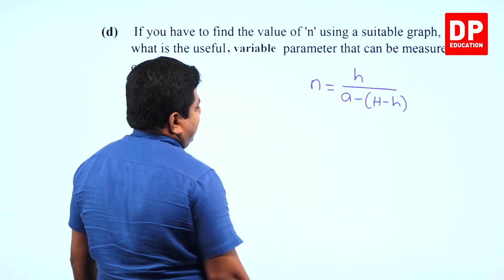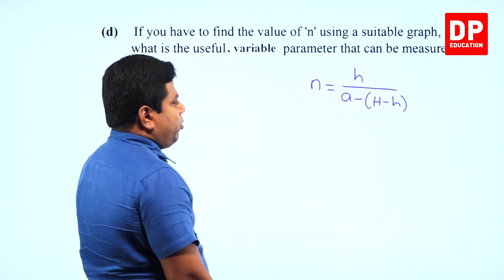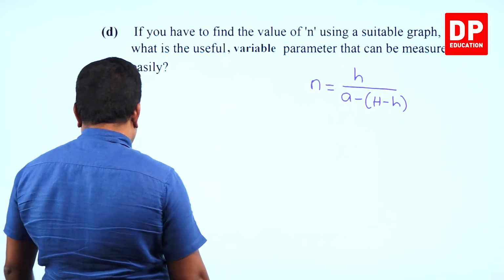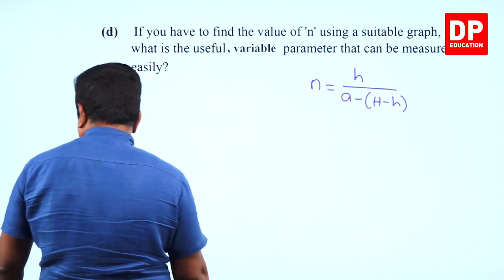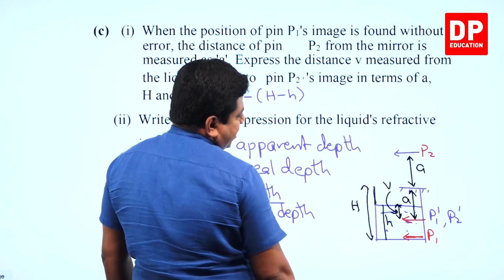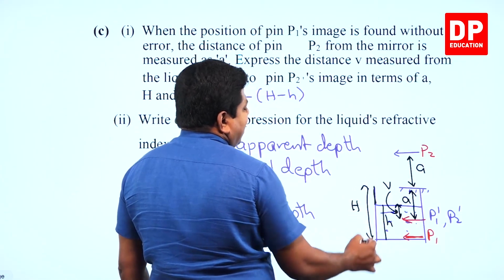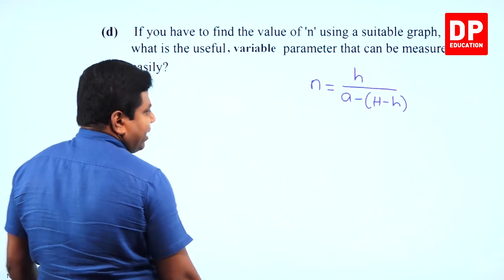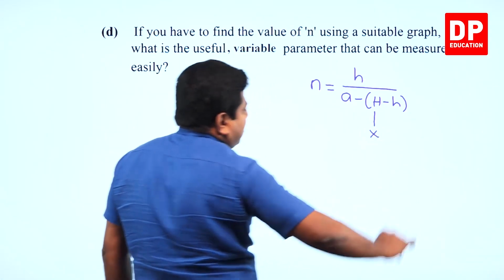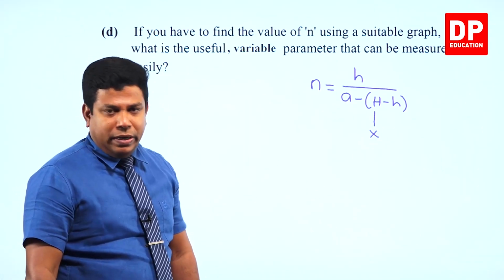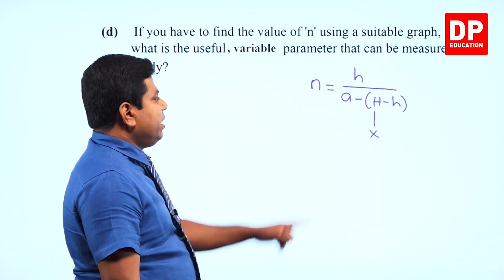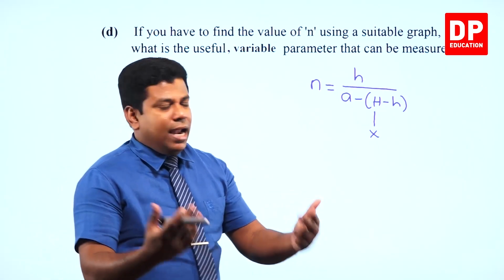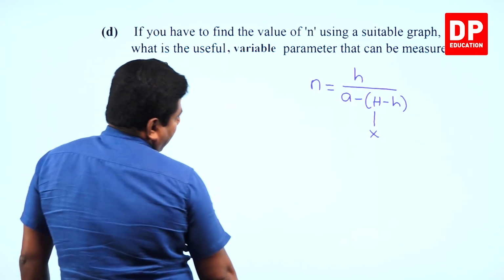I need to find N using a graph. That means I'm going to change some values and against those values draw a graph. Now let's analyze A, capital H and small h. Capital H is fixed. That never changes, so I can't take that as a variable. So all I can measure are A and small h. To draw any graph, you need two variables, right? A and small h is what I can measure.